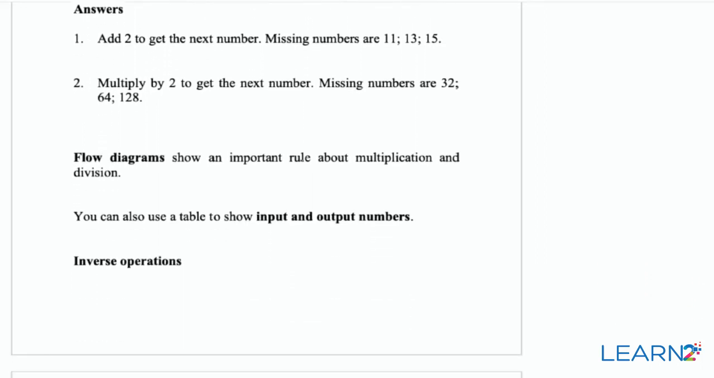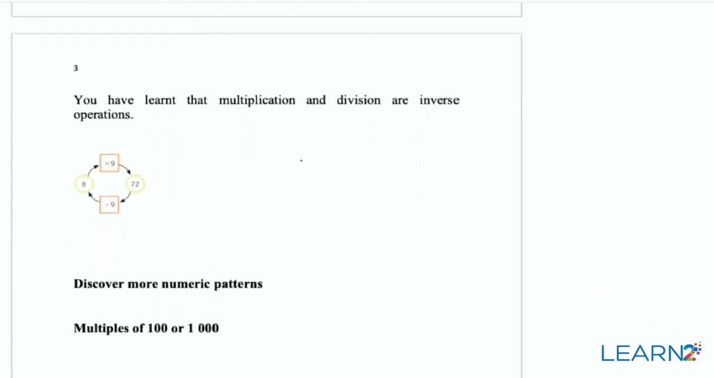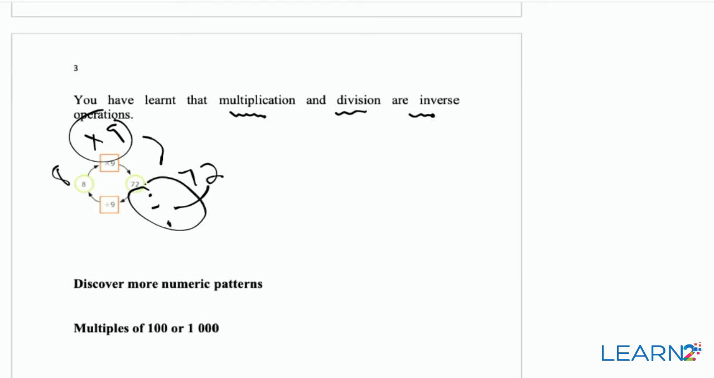Let's go and see how we can show this in a flow diagram, and how we also learn that the concept of multiplication and division is an inverse operation. So here in my diagram, I've got an 8, and then it says multiply that 8 by 9 to arrive at the answer of 72. But if you now take the 72 and you do the inverse operation, you now divide the 72 by 9, you get back to 8.